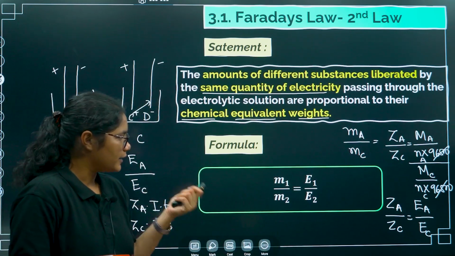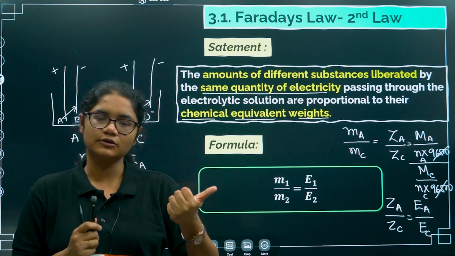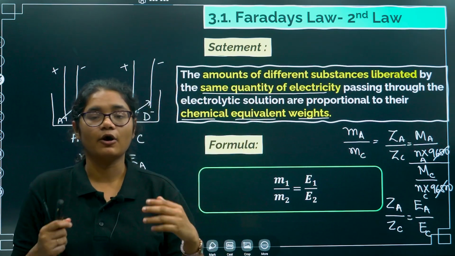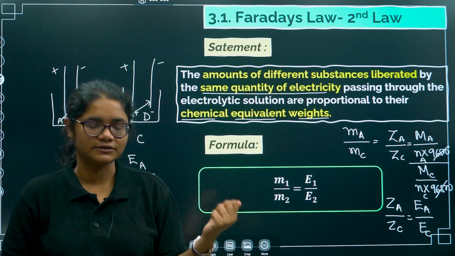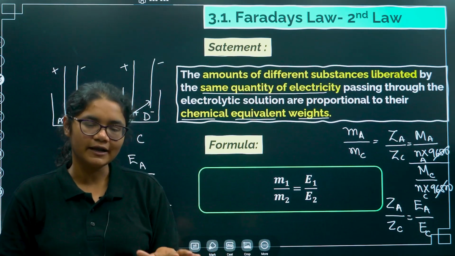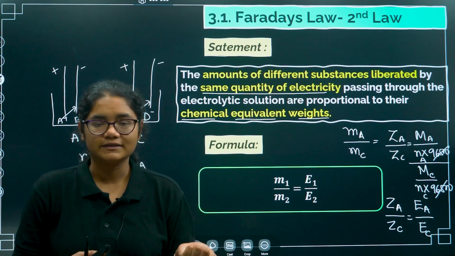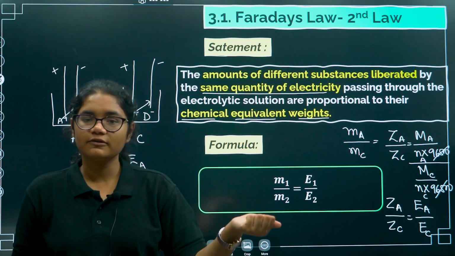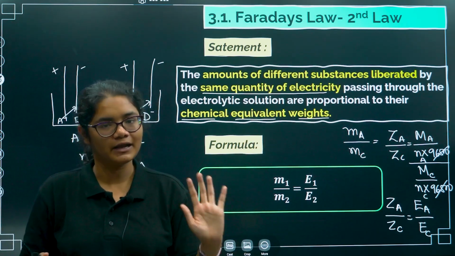Now I hope this is clear. Two formulas, two laws. Let us understand it again. The first law says that how much chemical reaction will happen depends on the amount of current passed. If you are giving more current, more chemical reaction will happen, right? If you are giving less current, less chemical reaction will happen. Now due to this chemical reaction, what exactly is happening? Some mass is getting deposited at the cathode. So if you give more current, more mass will deposit. If you give less current, less mass will get deposited.